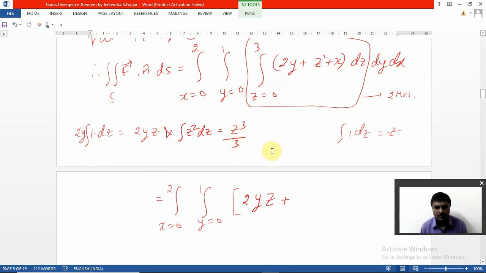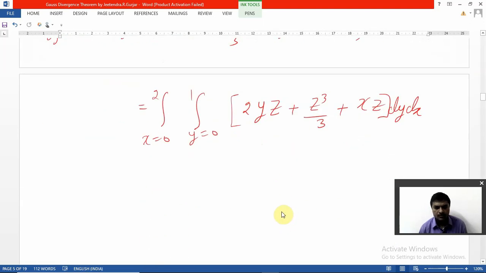So they are all different formulas I am using in this one equation. This is z cube divided by 3, and please see here x is there. So take x outside, integration of 1 dz will give you xz. So I am going to take plus xz, dy dx as it is, no change in dy and dx.